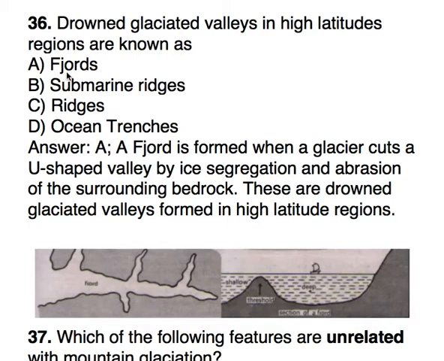As we have already discussed about fjords, we can recollect from this diagram what a fjord is. During glaciation, the material that is carved out makes a U shape and is filled with water. That is called a fjord. So the glaciated valleys in high latitude regions are known as fjords. A fjord is formed when a glacier cuts a U-shaped valley by ice segregation and abrasion of the surrounding bedrock. These are drowned glaciated valleys formed in high latitude regions.